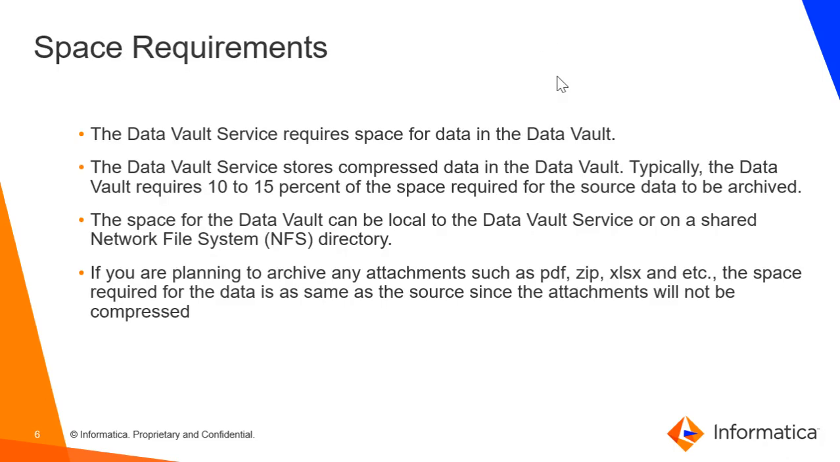The data which we archive into IDV will be in the form of a flat file. That means the data is in the compressed format. For example, if you have a relational database and the data in the source is in the form of tables, then the data will be compressed. The space allocated for the Data Vault data directory can be on the Data Vault server itself or on any NFS shared location.